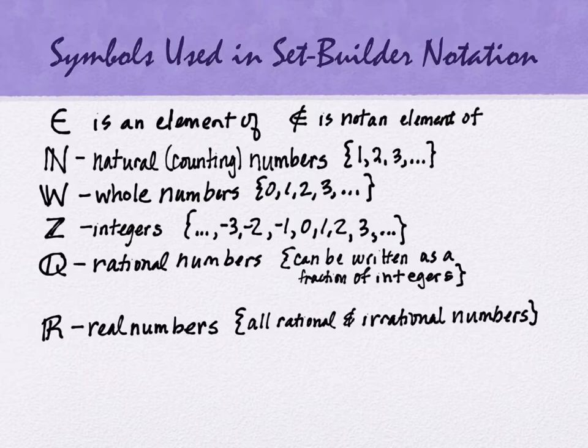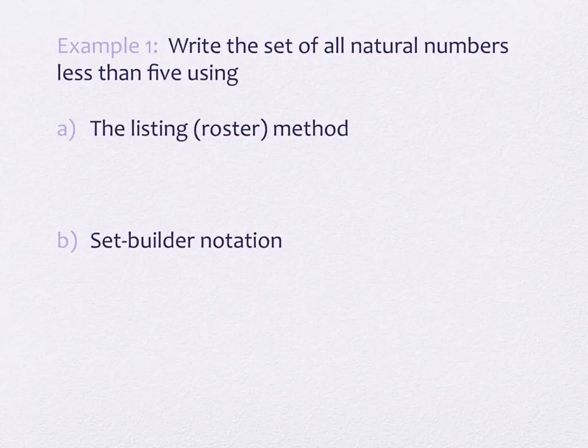All right, so are you ready to get to an example? There's a lot of background information. Sorry about that. All right, so this one is actually going to give us a description. And we're going to write out both the set builder method and the listing method for the description it gives us. So the first one says, write the set of all natural numbers less than 5. And we're going to first use the listing or roster method.